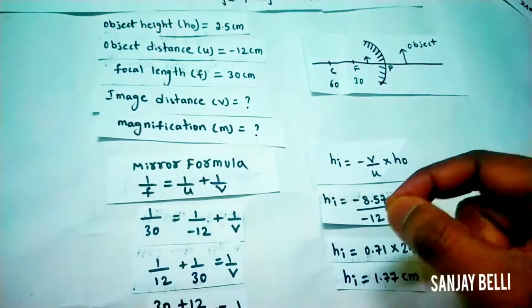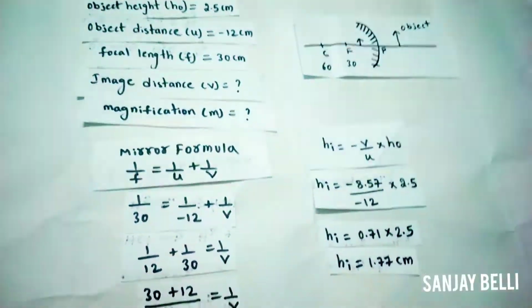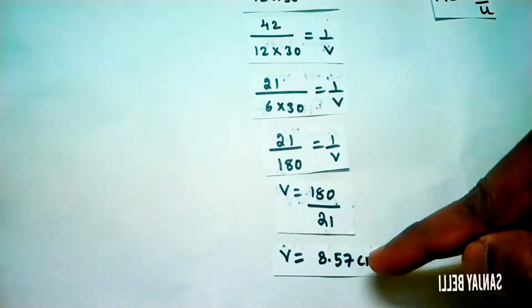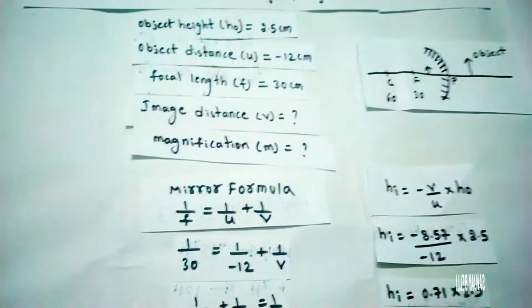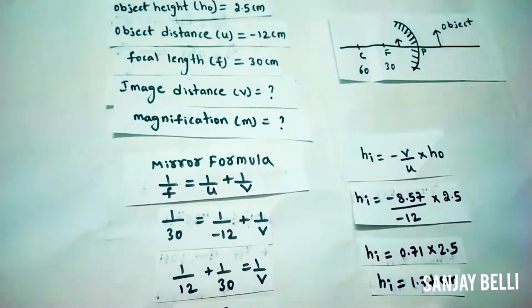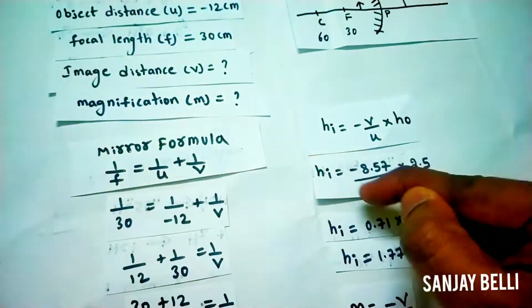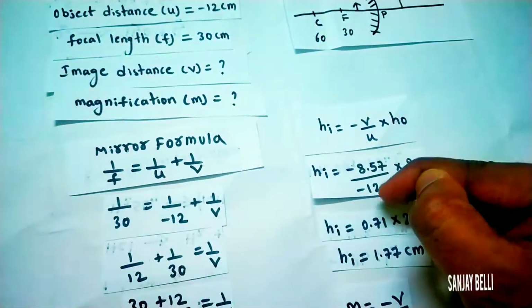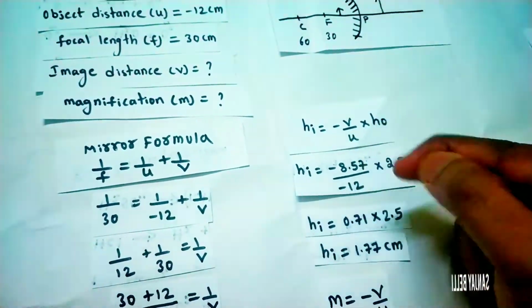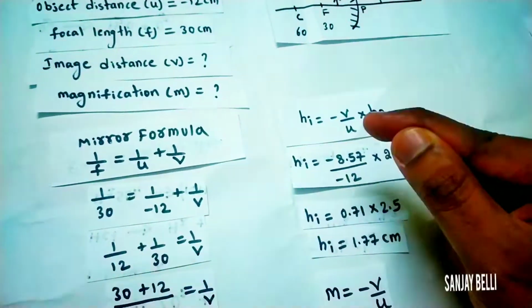So when will you get magnification less than 1, when we use the formula m equals minus v by u? Because here the v value is 8.57, whereas the u value is 12. When you divide 8.57 by 12, that is v by u, you will always get a value less than 1, that is 0 point something.